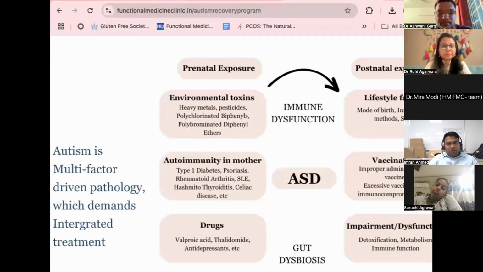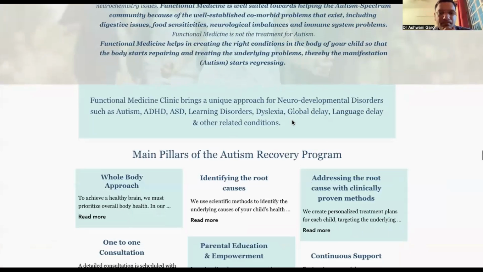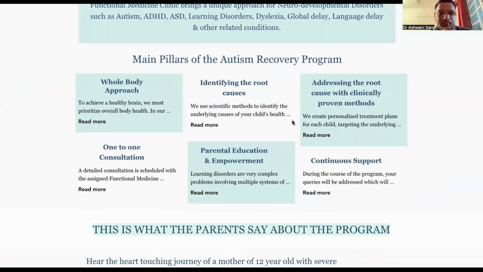Dr. Ruhi, you can take it from here. Sure, thank you. So, Dr. Ashwani has taken all of you through the various factors that can contribute to autism and related conditions, and what we need to work on. Now, how do we work on so many things together? Just so all of you understand what that would be like, I'll share my screen. What is very important is that we get all the information about your child.